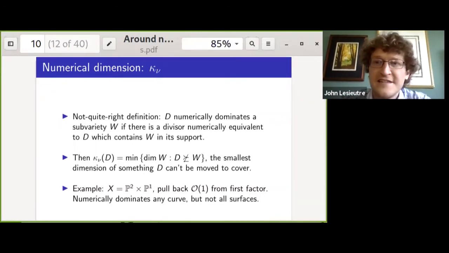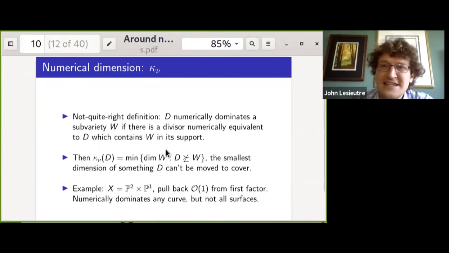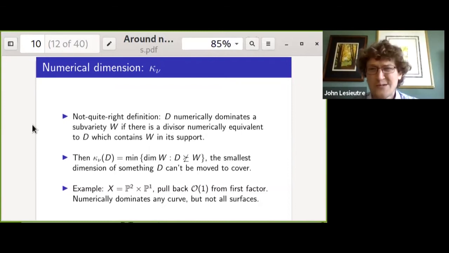And the definition is this. If you have an irreducible subvariety W of X, to say that D numerically dominates it essentially just means you can move D in its numerical class to make it contain W in its support. This isn't quite right. Maybe D is pseudo-effective, but not effective, so you can't really find an effective representative containing W. So really what you want to do is blow up W and then ask, is mD minus the exceptional divisor pseudo-effective on the blow up? It's annoying to do it right. And again, I'm not going to use it.